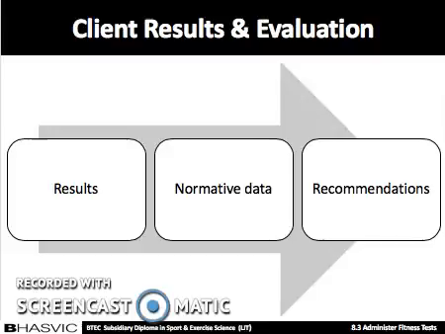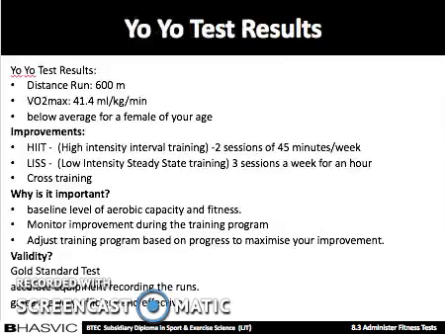Clients, results and evaluation. Yo-yo test results. We tested your aerobic capacity and used an online converter to evaluate your results. Your results were distance run 600 meters, VO2 max 41.4. Looking at the normative data, you can see that your results are below average for a female of your age.